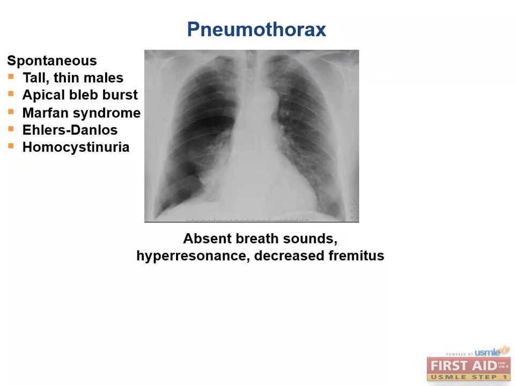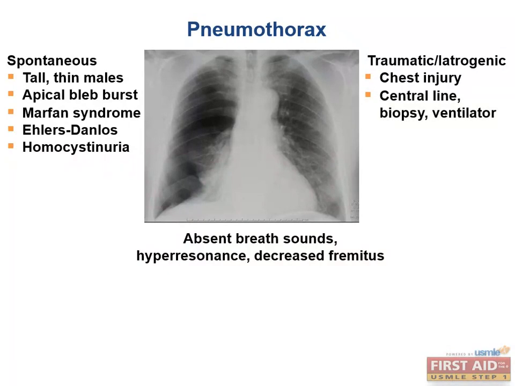Another type includes traumatic or iatrogenic pneumothorax. You can probably guess what's going on here. The causes here include any trauma or injury to the chest, like from a car accident or a knife wound. How can you, as the doctor or future doctor, also cause a pneumothorax? It can happen when you try to place a central line, biopsy the lung, or put a patient on mechanical ventilation.